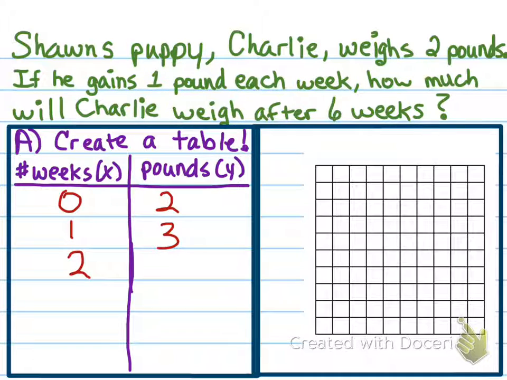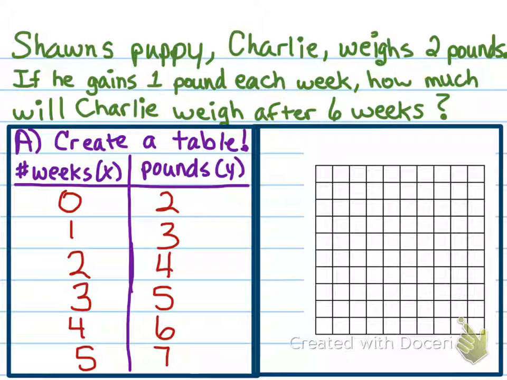In 2 weeks, Charlie will weigh 4 pounds. In 3 weeks, Charlie will weigh 5 pounds. In 4 weeks, Charlie will weigh 6 pounds. And in 5 weeks, Charlie will weigh 7 pounds. All right, now we've created our input-output table.